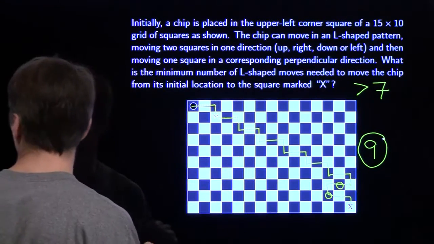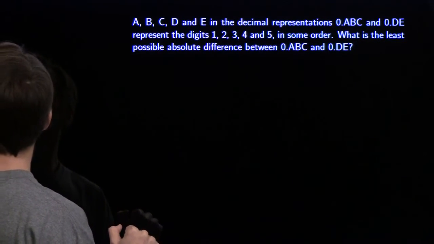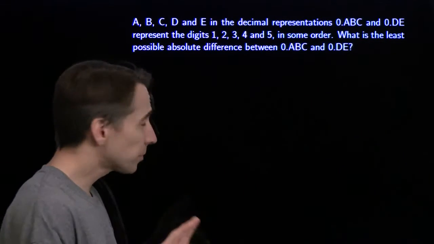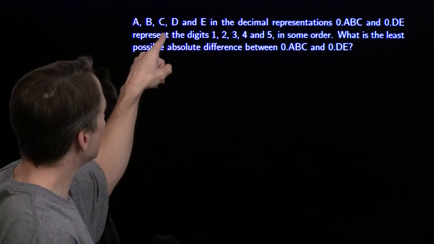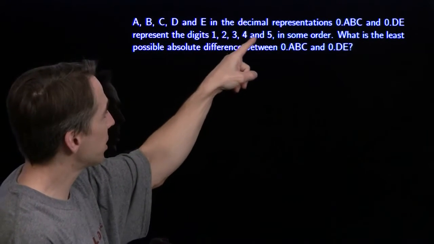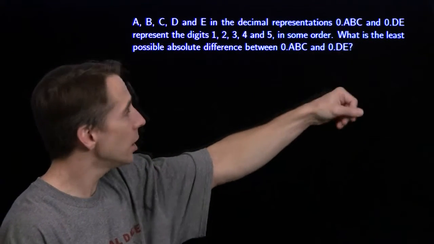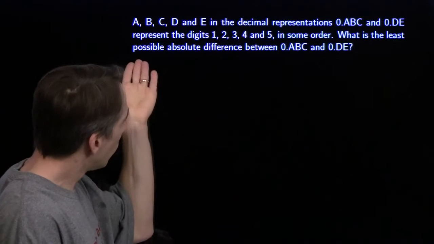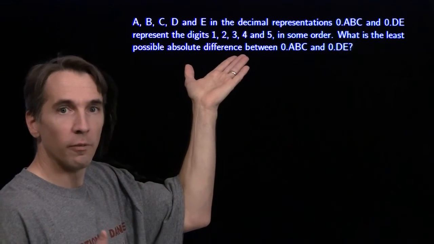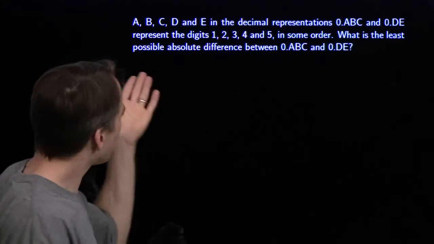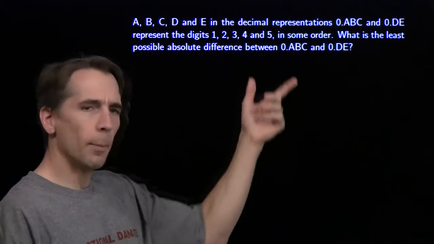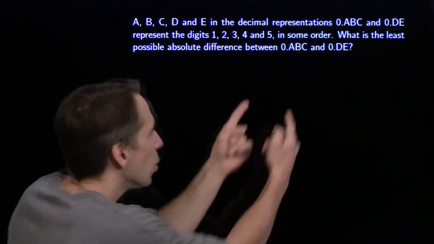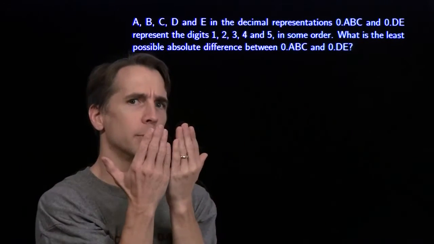Now let's try this again with another problem. Try another optimization problem here. We have to remember we got a two-part problem here. And this is the problem. A, B, C, D, and E in the decimal representations of 0.ABC, 0.DE represent the digits 1, 2, 3, 4, and 5 in some order. And we want the least possible difference between these two numbers. Point ABC, point DE. So we want these two numbers to be as close as possible.